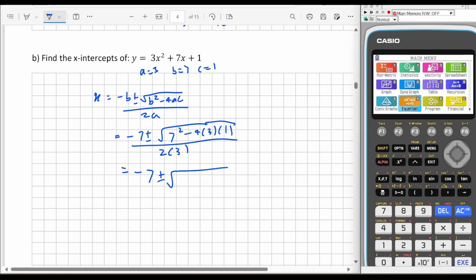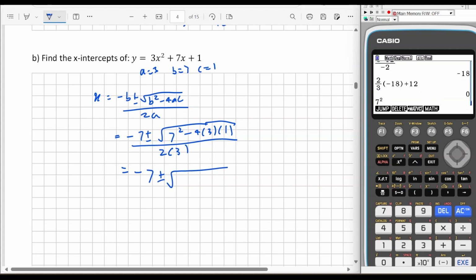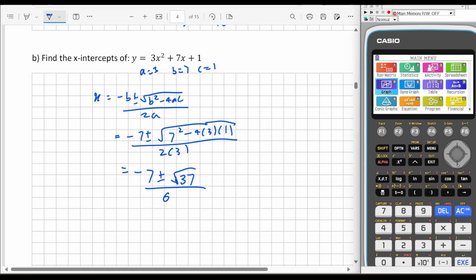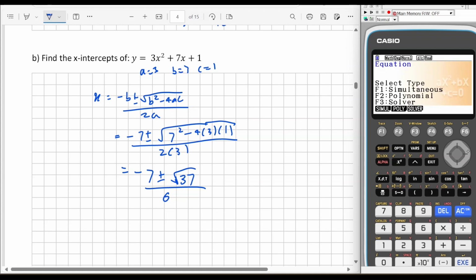Now what I'm going to do is just inside the square root, work out what all that stuff is. So that's 7 squared take 4 times 3 times 1 gives you 37 all over 6, and that's good as a final answer. And you might notice that that's what we got from polynomial solver on the calculator. So that was equation mode back there, F2, degree 2, solve, yes. So we got that. Find the x-intercepts, there they are.